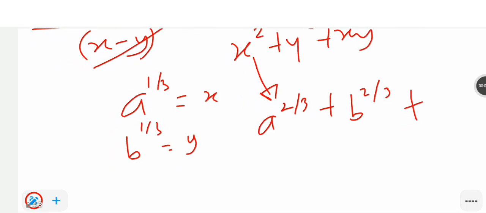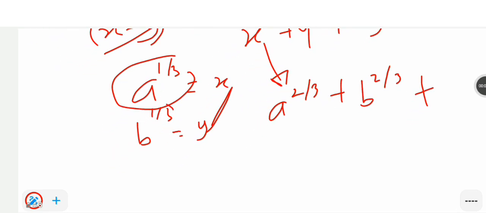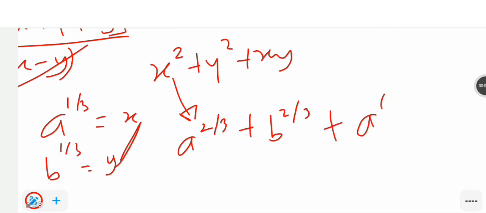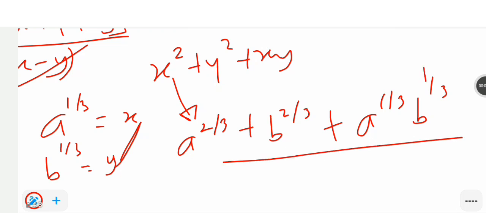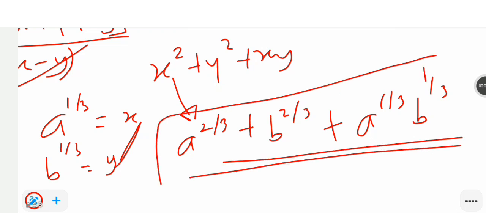plus. Now xy means x times y. That means I have to multiply these two together. That will be a 1 over 3, b 1 over 3. So this is the final answer to that question. So a 2 over 3 plus b 2 over 3 plus a 1 over 3, b 1 over 3.